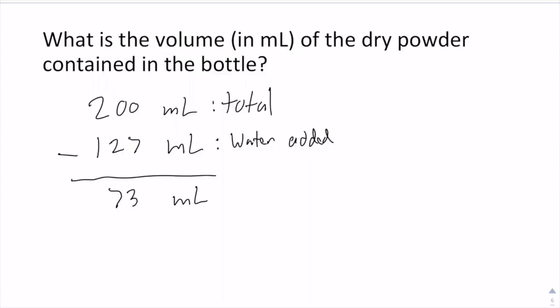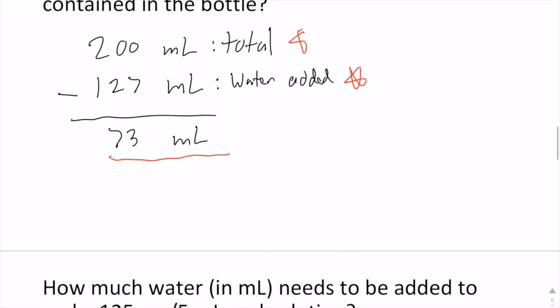What is the volume of dry powder contained in the bottle? So you're going to have to go off the label for this. You're going to have 200 milliliters of total solution, and you know that, and you added 127 milliliters of water, and now this dry powder contains a specific volume, and that volume is going to be the difference of the water you added and the total volume of your solution. So that comes out to 73 milliliters.